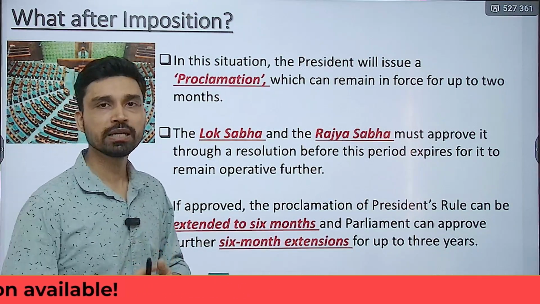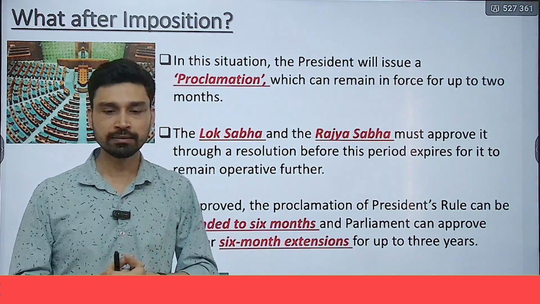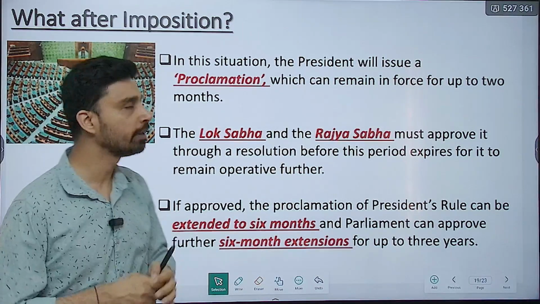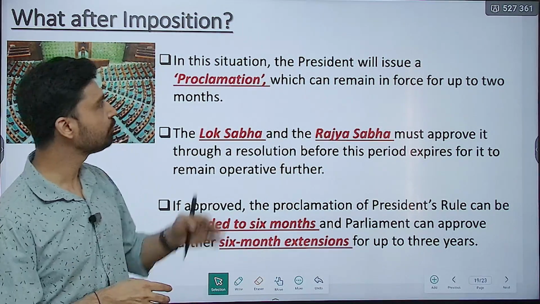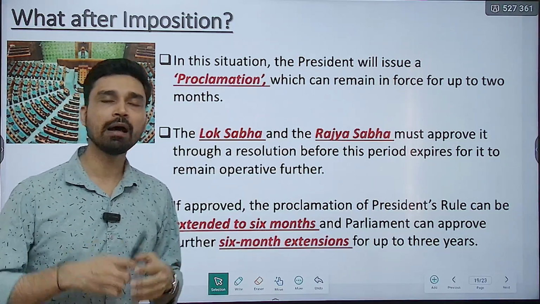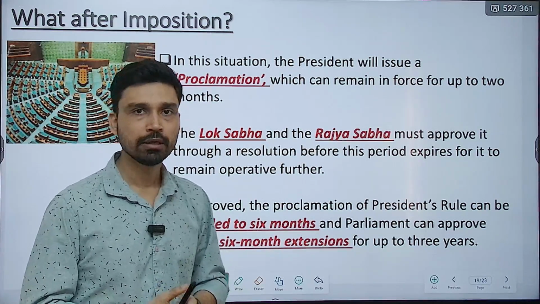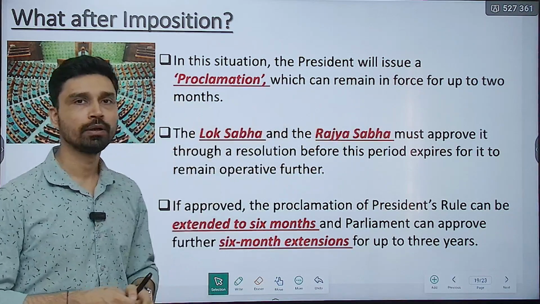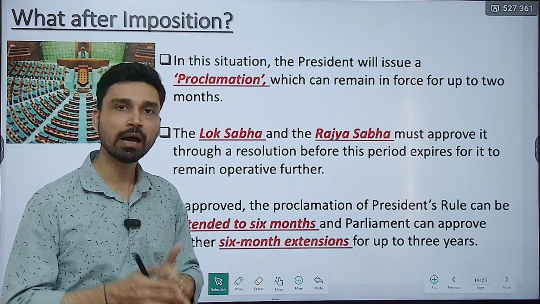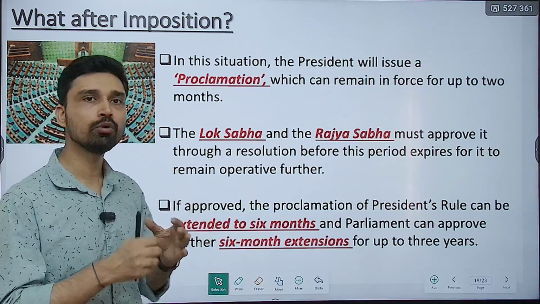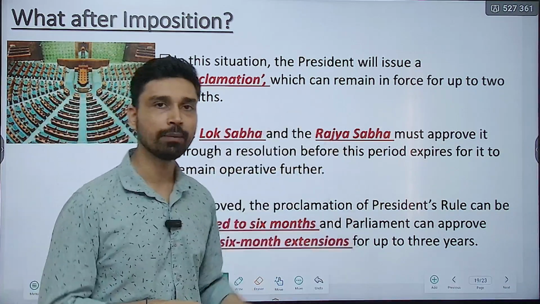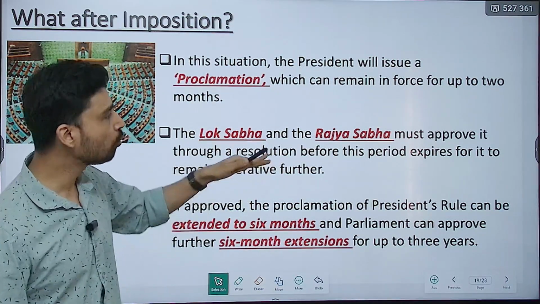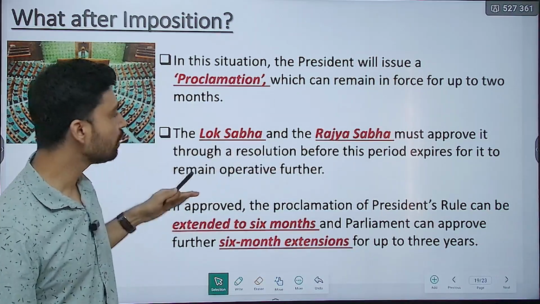Now, what happens if the President rule is imposed in the state? In that case, there is again a provision in the Constitution of India. First of all, the President will have to issue a proclamation, and after the issuance of this proclamation, the President rule can remain in force in the state for up to 2 months. Now, after 2 months, what will happen? Within the period of 2 months, the Lok Sabha and the Rajya Sabha, both the houses of parliament, must approve it through a resolution before this period expires for it to remain operative further.